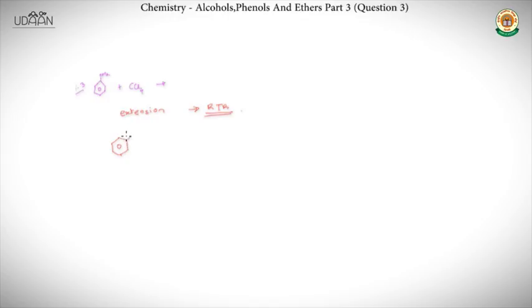With ONa and CCl4, we get the initial compound as ONa, C, Cl, Cl, Cl. Right. Then, as it is a basic medium, NaOH is used.